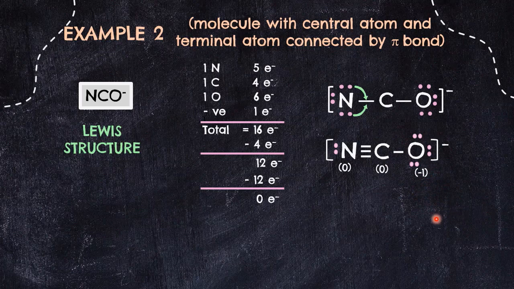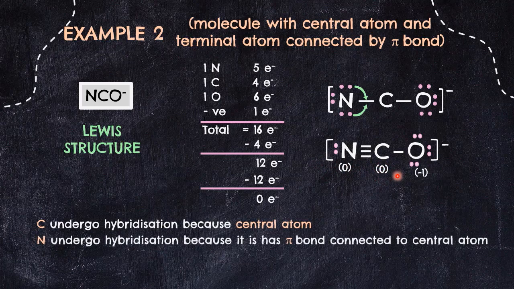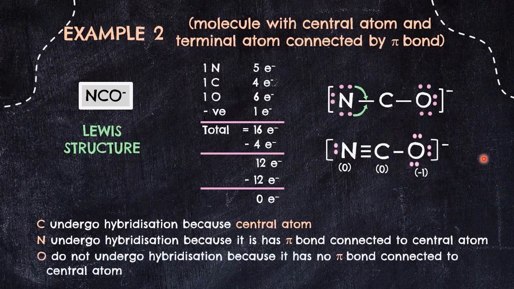So the shape of the molecule is determined by hybridized orbitals. Since this molecule has a central atom carbon and at the same time has a pi bond connecting terminal atom nitrogen to carbon, it means we also need to look at both atoms. So both carbon and nitrogen will undergo hybridizations. On the other hand, the oxygen atom does not undergo hybridization because it's just a terminal atom and has no pi bond connected to carbon, which is the central atom.